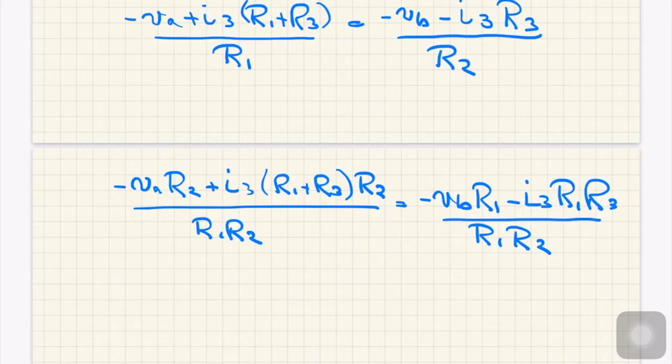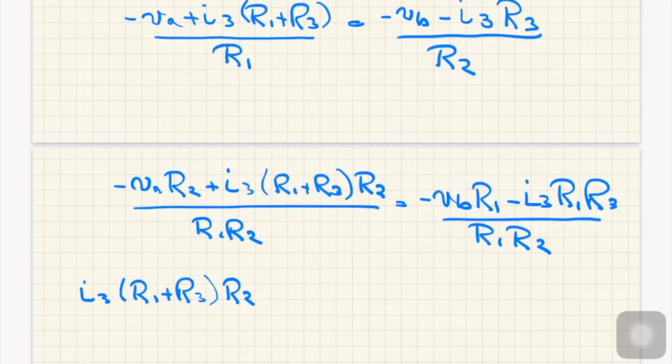So I can write now out here the I3 from this first equation is R1 plus R3 times R2. I have that term. Now I have a minus I3 over here on the right hand side, which I can also move over here to the left, and I can say, well, I3 is equal to this left hand term plus my R1 times R3. And now I have that whole term.